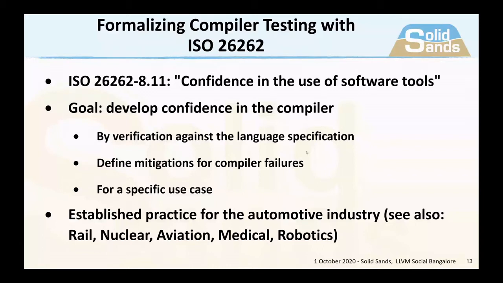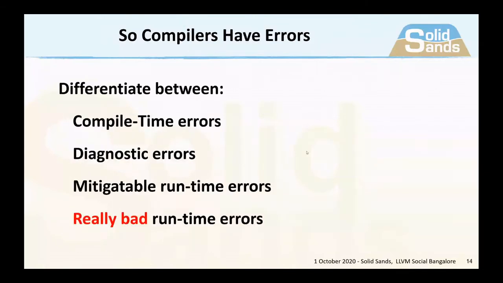Now, all of this is quite an established practice for the automotive industry, but also for other functional safety industries like the railway or the robotic world. There are different safety standards, but all of them quite similarly define that tools should be validated to get confidence in them. So over the years, we have seen that actually every compiler does have some errors, but it is really different how bad those errors are. So there are different levels of compiler errors.